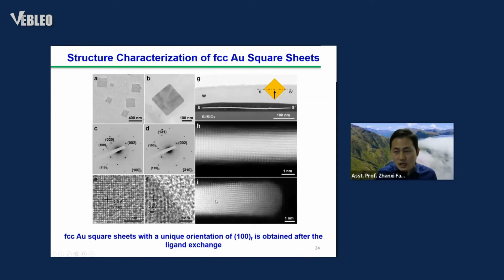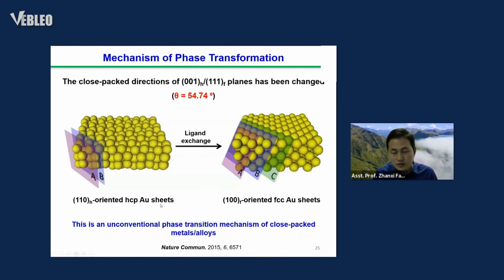Okay. So here, interestingly, after the phase transformation, by using the TEM and also STEM images, we found that the crystal structure has been totally changed to the FCC phase, and the FCC gold square sheet shows a unique orientation of 100. So why do we say it is unique? Because here you can see from this scheme, I think it can better show you what happens there. Okay, so actually the close-packed direction has been changed.